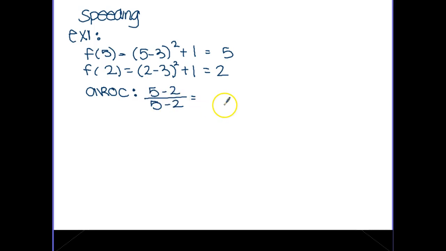Wait, is that part B? That's part A. Yeah, that's part A. So that's 1.